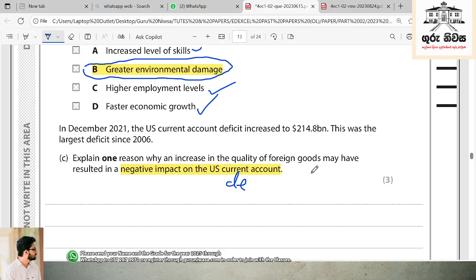Okay, foreign goods are high quality. Okay, more quality products than domestic products, Lamai. Then how does it affect the negative impact on current account, Lamai? It's very simple, Lamai. Assume Sri Lanka. Okay, assume the quality of the foreign products is high. Quality wise, their quality is higher than Sri Lankan. Then what do people do?